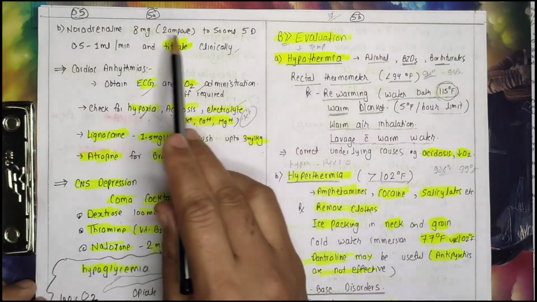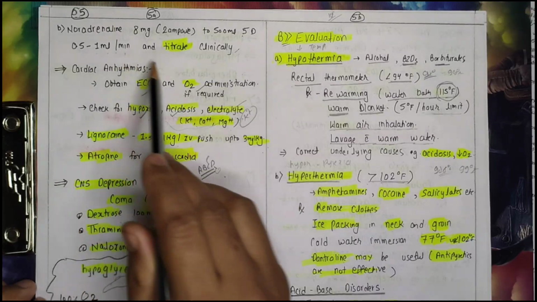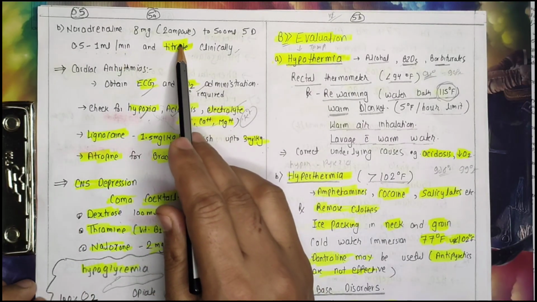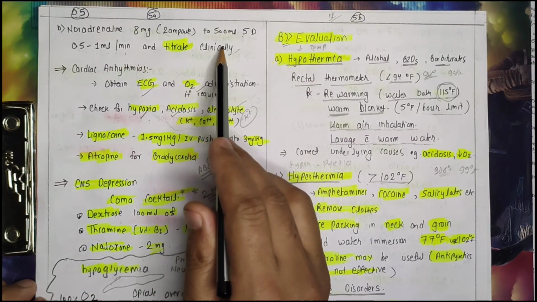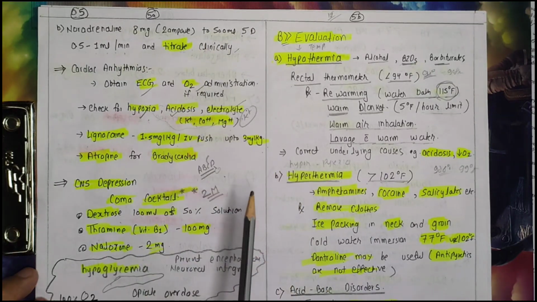Now 2 ampoules we have to add in 500 ml of 5% dextrose. Then at the rate of 0.5 to 1 ml per minute, we can administer the noradrenaline. If it is required, we can repeat the dose. We can continuously repeat it until the blood pressure is increased.